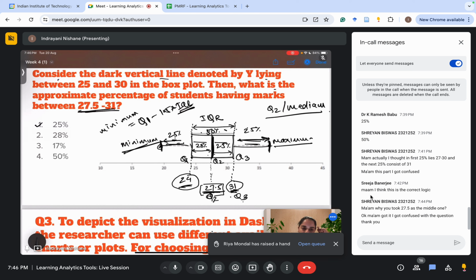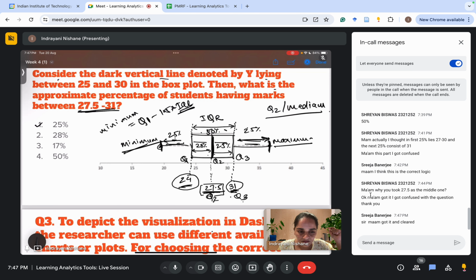Yes, Ria? Ma'am, can you please explain the formula? Ria, there is a lot of background noise. I'm not able to understand what you're saying. Speak loudly. Ma'am, can you please explain the formula for how to calculate the median from this box plot? Is it between Q1 to Q3, or from where can I calculate minimum or maximum? Please explain the median formula.